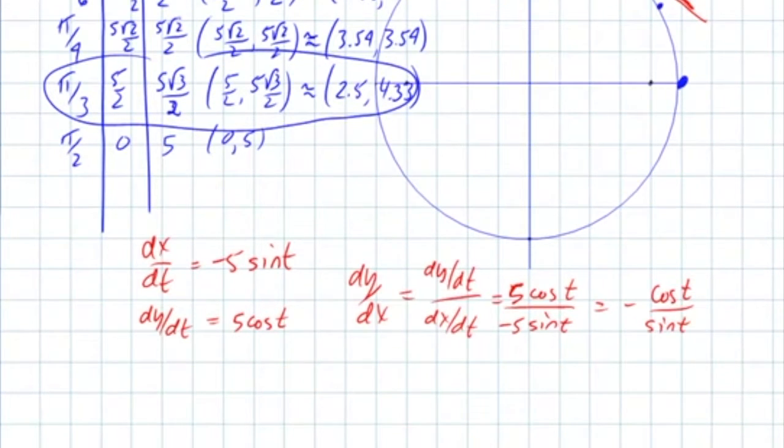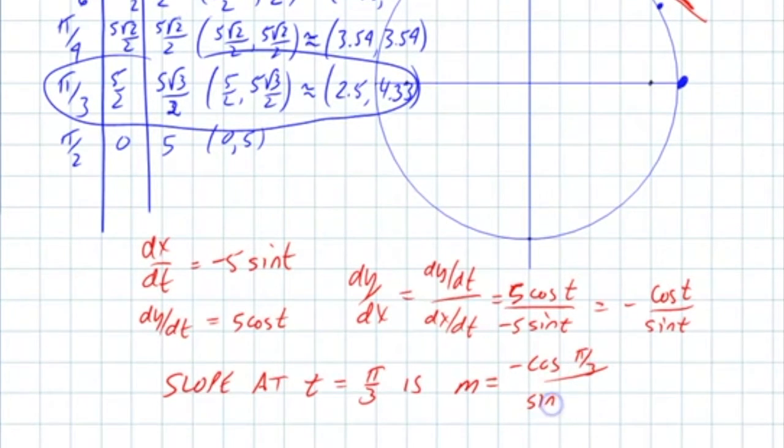Now plugging in our t value, pi over 3, the slope at t equals pi over 3 is negative cosine of pi over 3 over sine of pi over 3. Evaluating this expression, we get negative 1/2 over root 3 over 2, which simplifies to negative 1 over root 3.